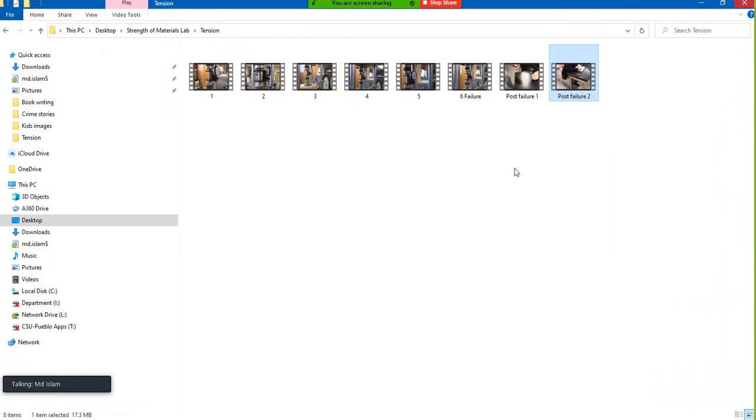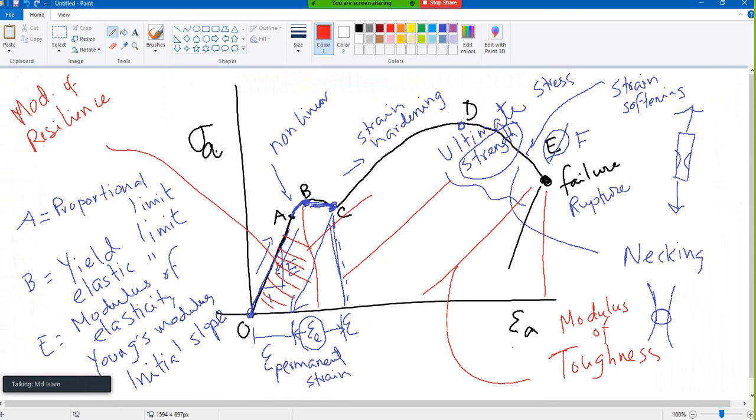Now whatever I showed you, we will do it in our laboratory. But before doing it, make sure that you understood this graph. It is the stress-strain graph of a ductile material. Here we did a mild steel.